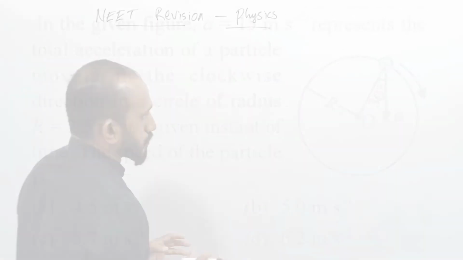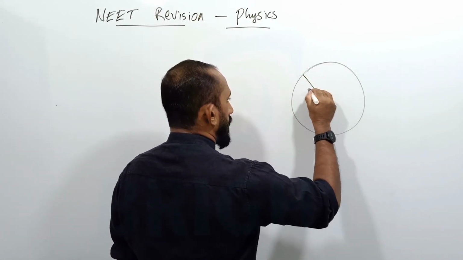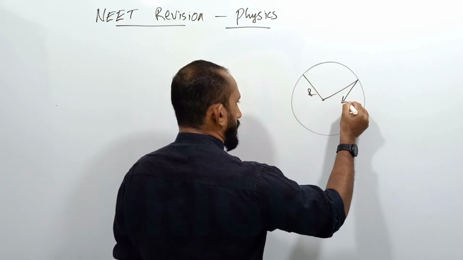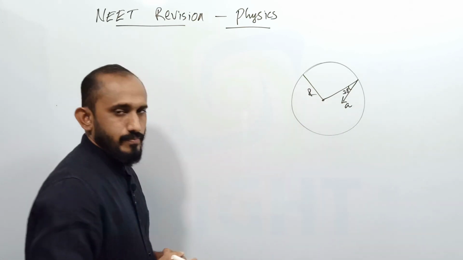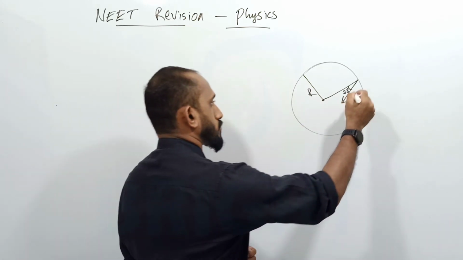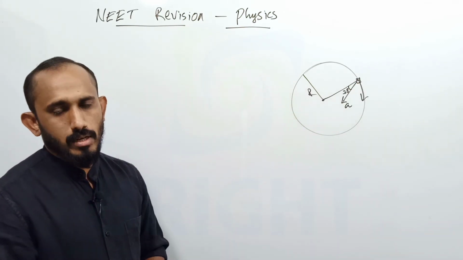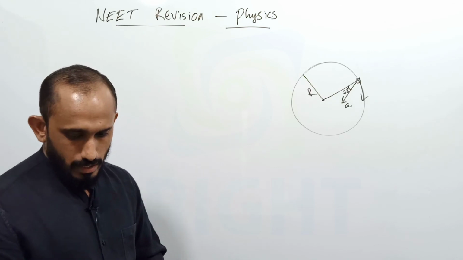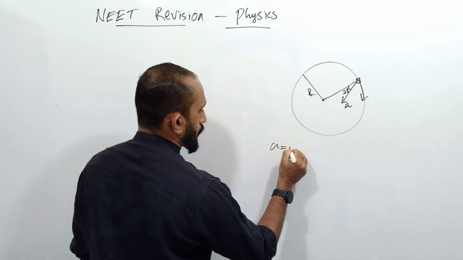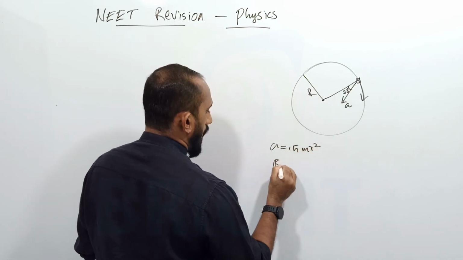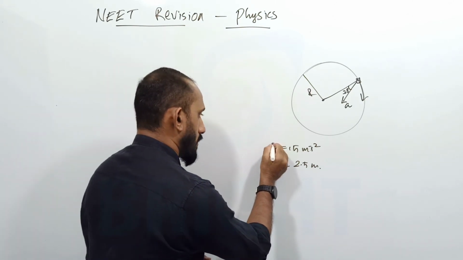So here in this question, we have a circular moving body. The radius is r and the total acceleration is given at an angle of 30 degrees with the radius. So the body is moving along this path, and its acceleration is given this way. The total acceleration is 15 meter per second square and r is equal to 2.5 meters. So radius and total acceleration are given.